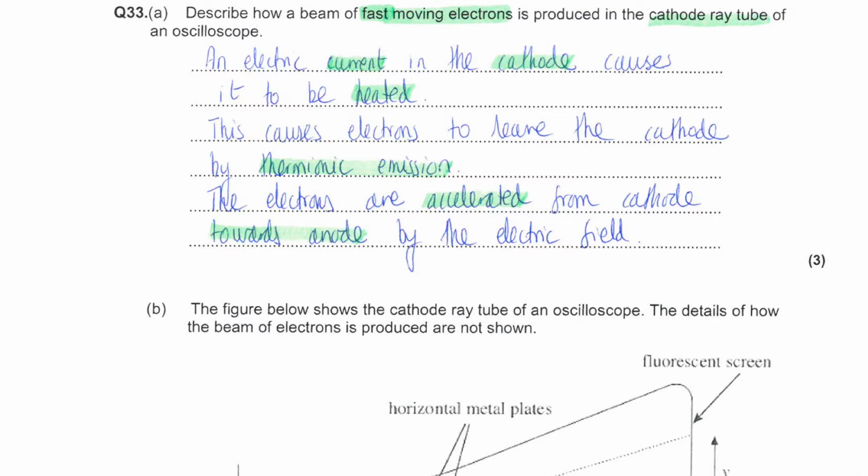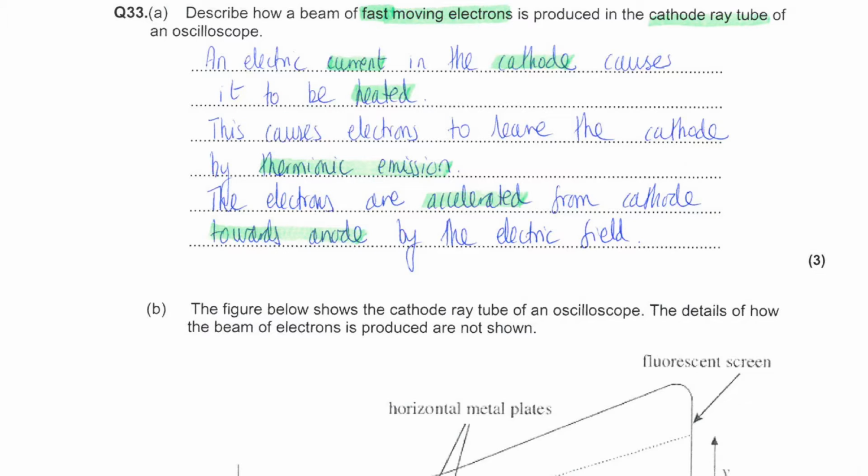So the cathode will normally have a current flowing through it. You can have an indirectly heated cathode, but very often it is just a filament that the current flows through. This causes the cathode to be heated. Next, you can identify the process thermionic emission, which causes the electrons to then leave the cathode. It provides the energy required to overcome the work function.